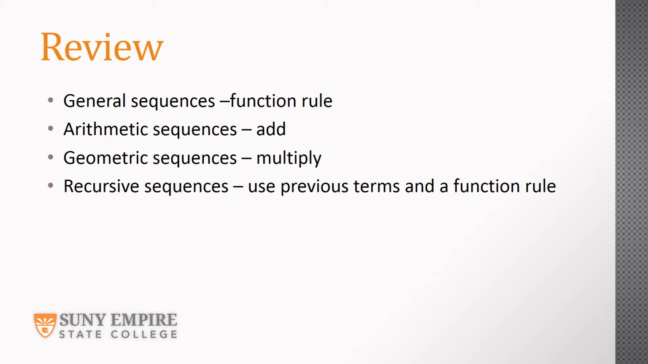Now that we have seen all 4 types of sequences over the past 4 resources, let's recap. In a general sequence, each term is defined by a function rule acting on the number of the term. Arithmetic sequences add a given amount to obtain the next term, while geometric sequences multiply by a given amount. Finally, recursive sequences use a function rule involving previous terms to get the next number in the list.